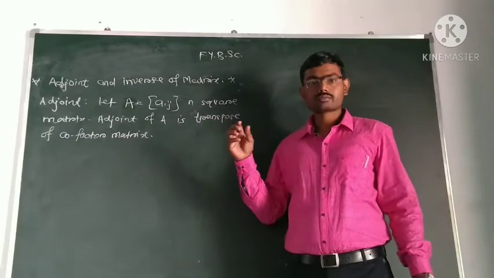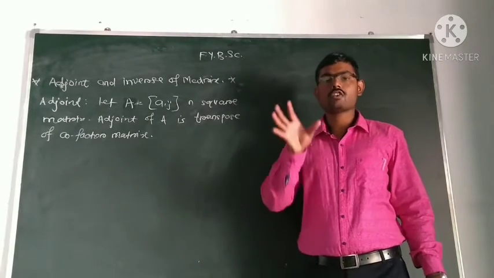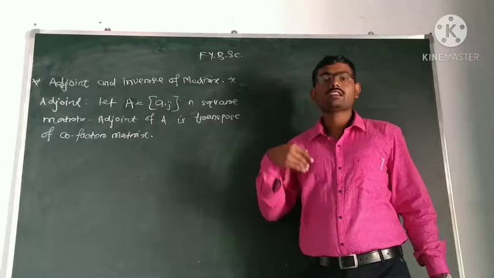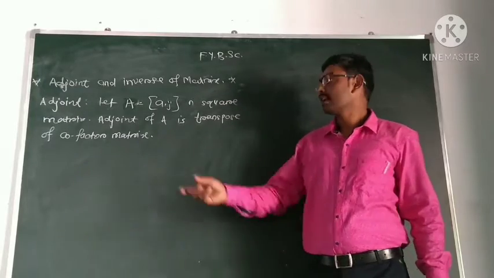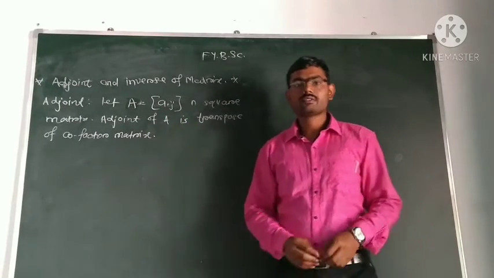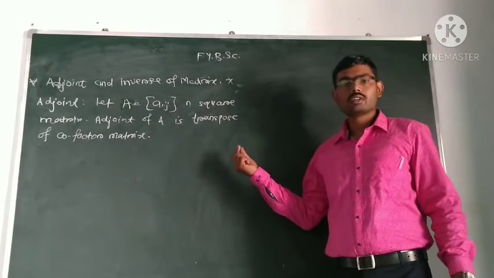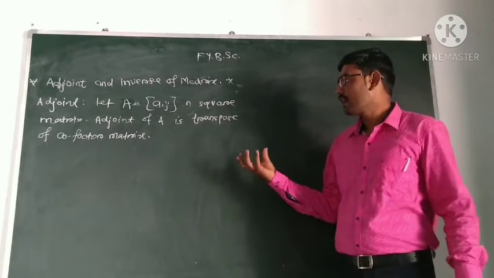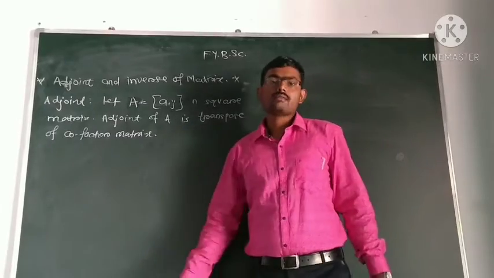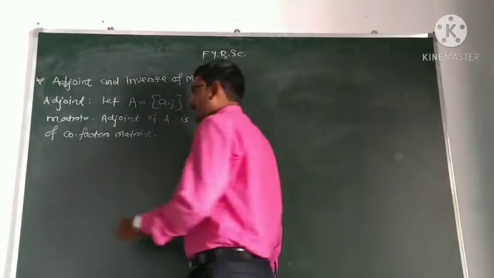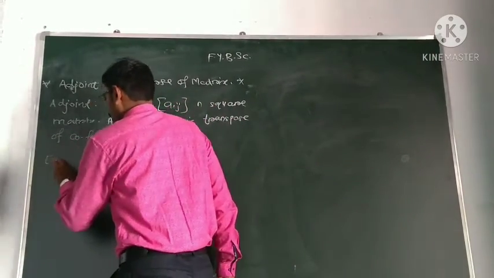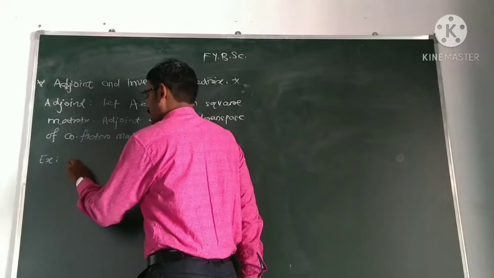We have to find the cofactors of each element. So we have to find the cofactor matrix, and we have to take the transpose of the cofactor matrix. That is called the adjoint. Okay, so we will give one example and find the adjoint of that matrix.